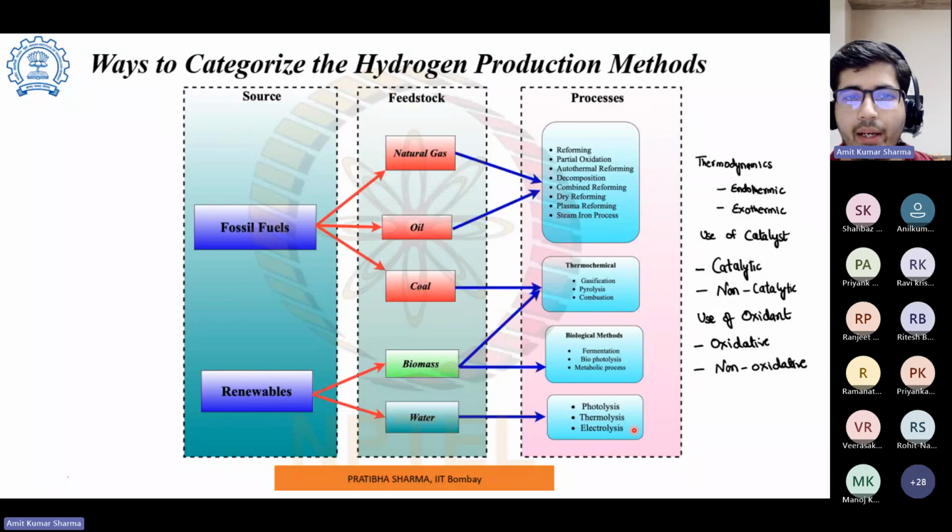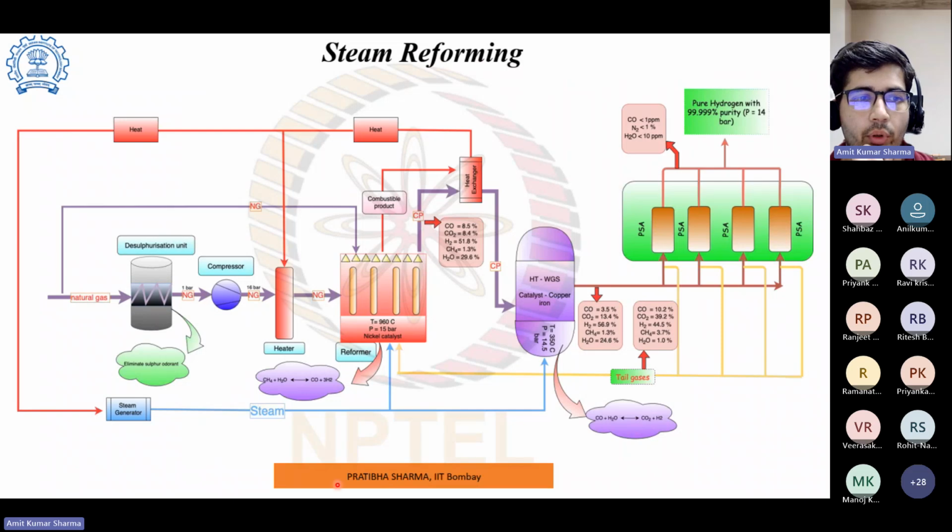So this is the flow diagram of a steam reforming plant. You can see here the input is natural gas. Then we have a cleaning unit, because natural gas may have impurities like sulfur. We need to remove the impurities because they can deactivate the catalyst that will be used in the reformer. If your catalyst is deactivated by the impurities, then you will not get the yield as expected.